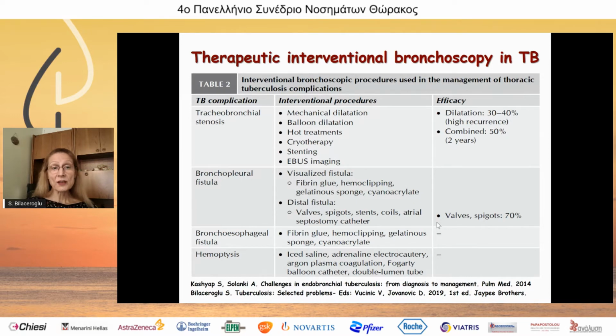For bronchoesophageal fistula, we can also use similar materials: fibrin glue, hemoclipping, gelatinous sponge, or cyanoacrylate. For hemoptysis, I will mention it in more detail later, but in general, we can use iced saline, adrenaline, electrocautery, argon plasma coagulation, laser, Fogarty balloon catheter, or double lumen tubes.